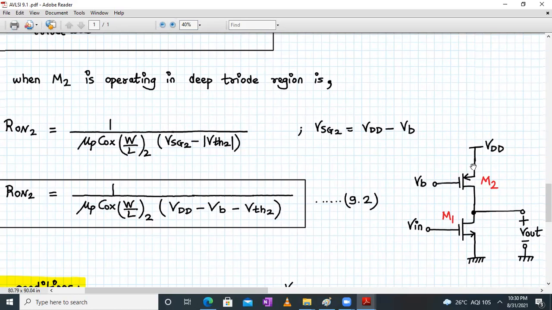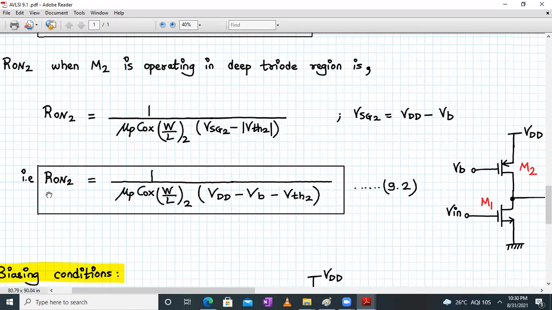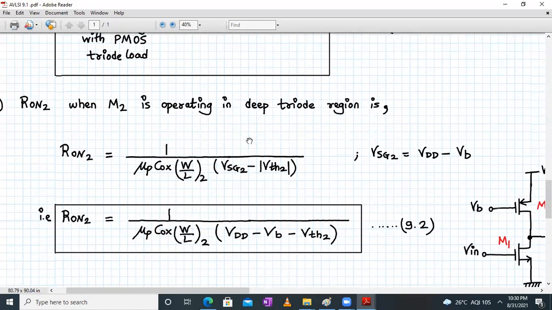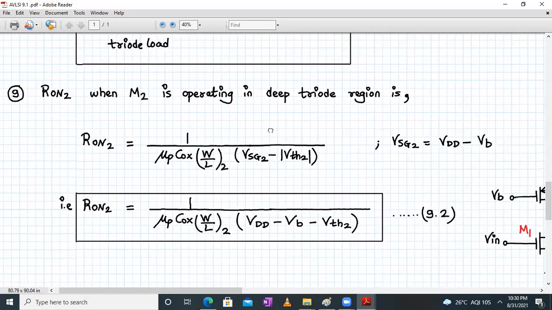So what is VS2? VS2 is VDD. And what is VG2? VG2 is VB. So VSG2 will be VS2 minus VG2. That will be VDD minus VB, right? So this Ron2 expression is modified as follows. It is 1 divided by mu p Cox W by L of 2 into VDD minus VB minus mod VTH2. So this becomes our equation number 9.2. Now, yeah, clear about this? Let me keep this for some time.